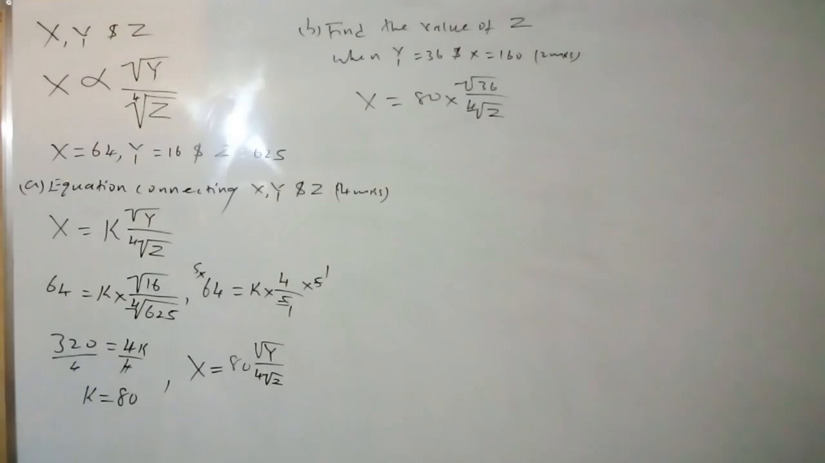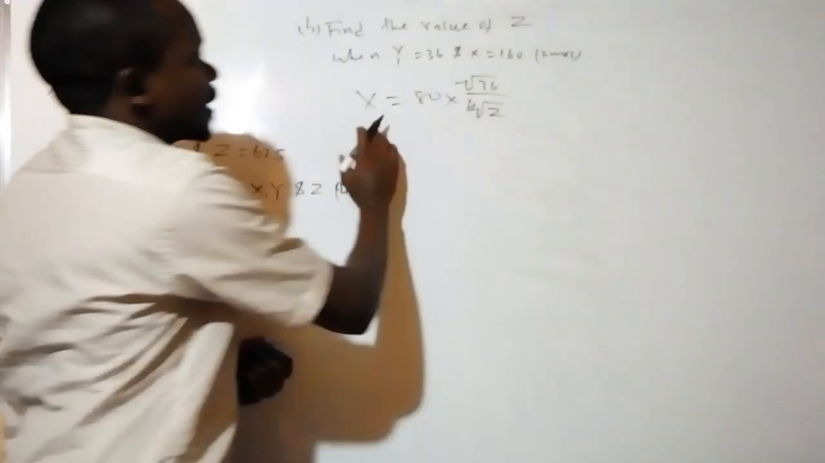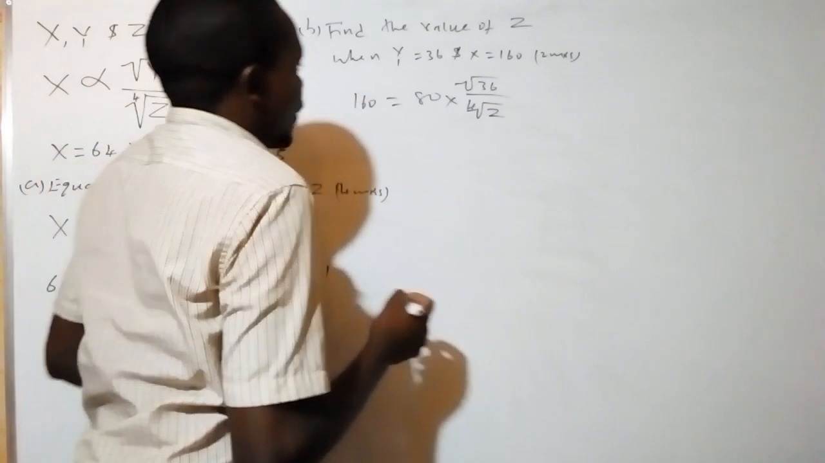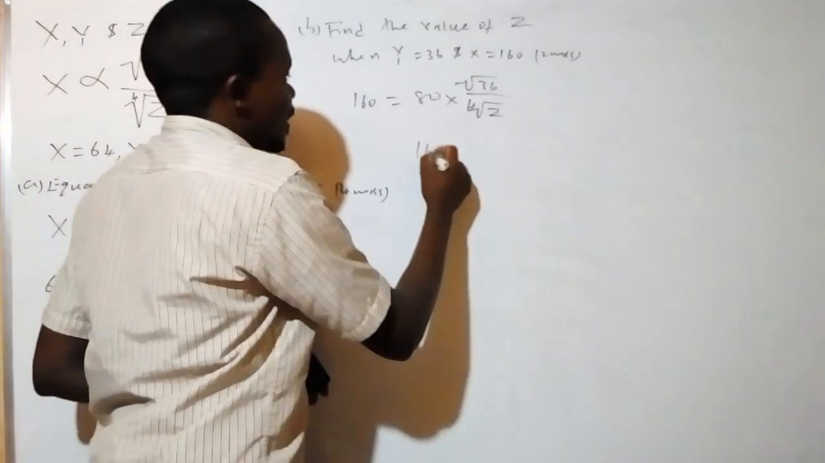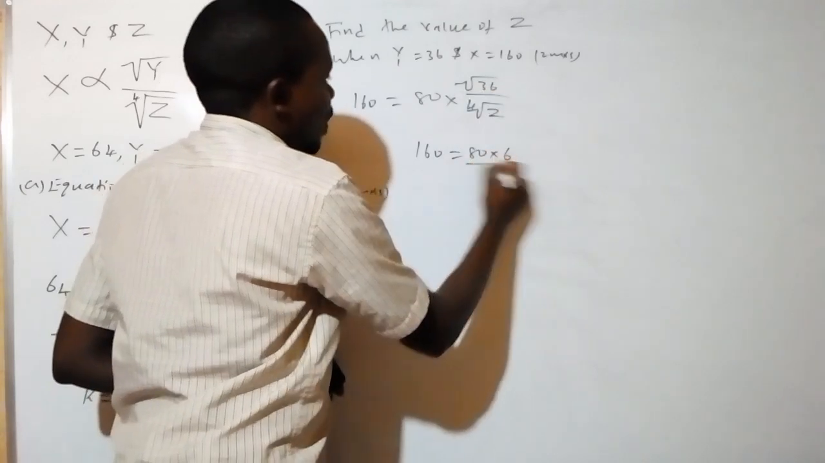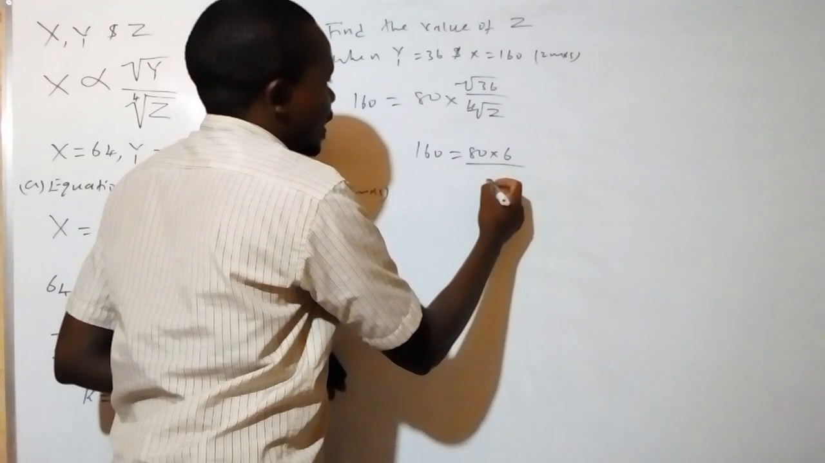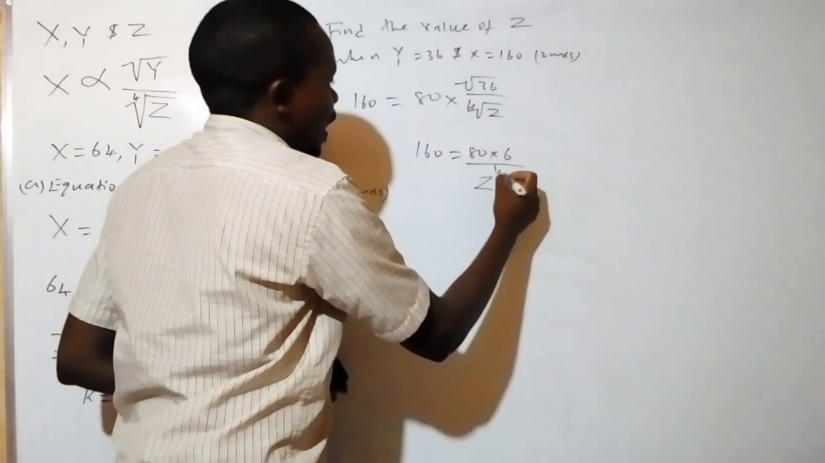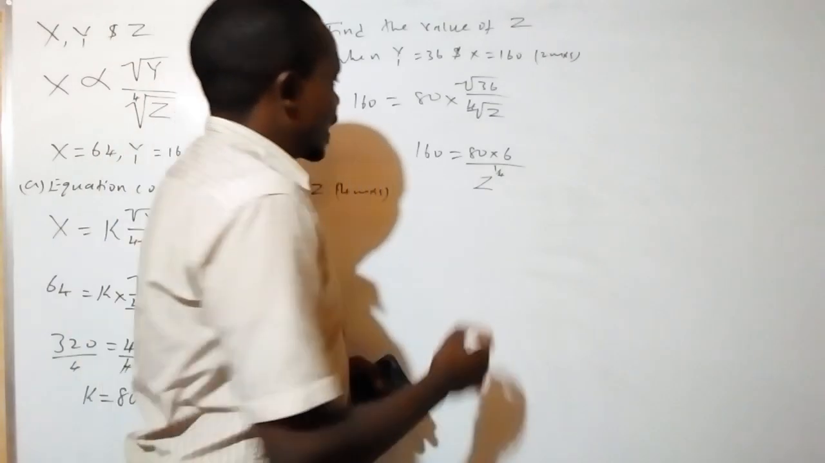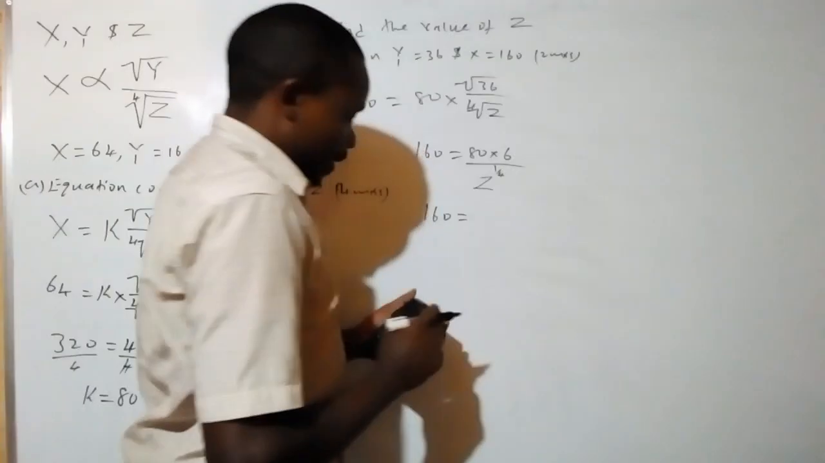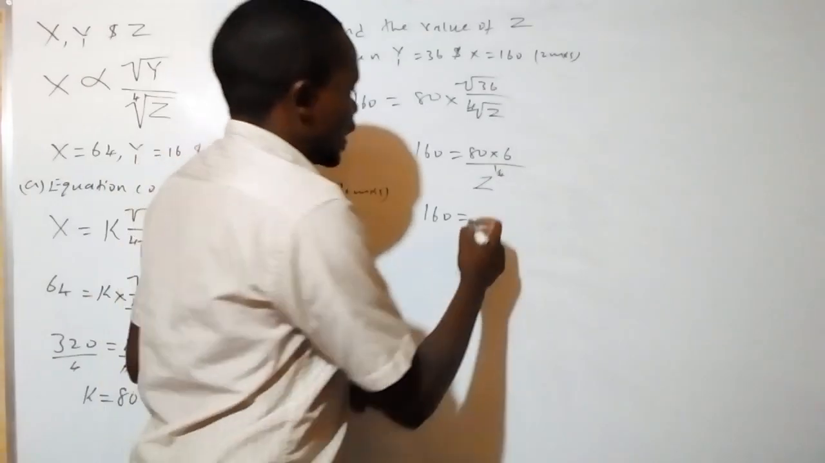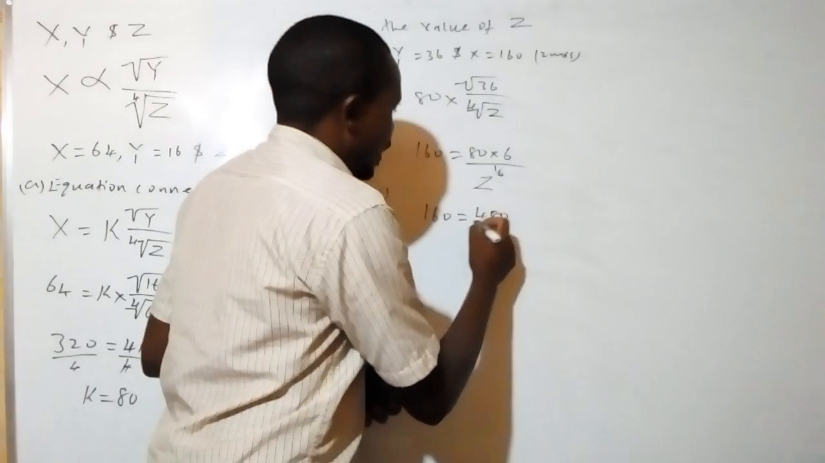But you have what? X is 160. And what we are going to do in this, we are going to say 160 is equal to 80 times the square root of 36, which is 6, all over the 4th root of z. We can say z raised to the power a quarter. Z raised to the power a quarter means 4th root. 80 times 6, 8 times 6 is 48, so 480, all over z raised to the power a quarter.